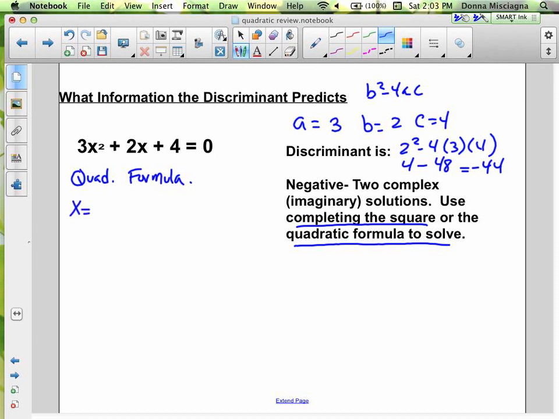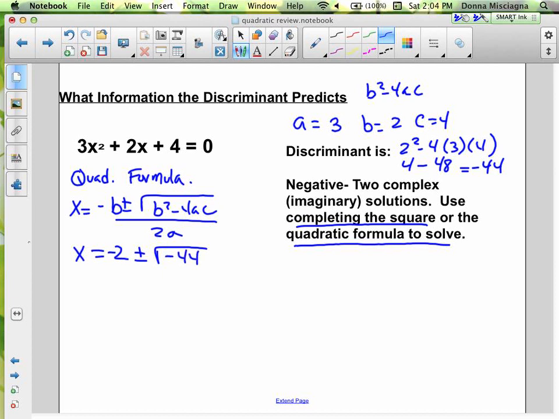So x is equal to negative b plus or minus the square root of b squared minus 4ac, divided by 2a. In this case, unless you want to check yourself, I feel pretty confident. 2 squared is definitely 4. There's only one negative, so I'm subtracting. And 4 times 3 times 4 is definitely 48, and 4 minus 48 is definitely negative 44. So I feel okay writing in negative 2 plus or minus the square root of negative 44, because that's what b squared minus 4ac is going to be, divided by 2 times 3.